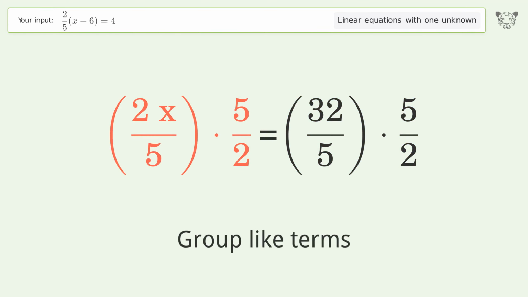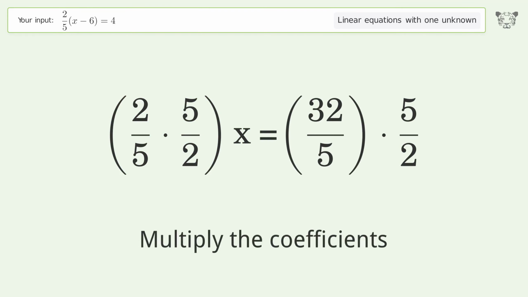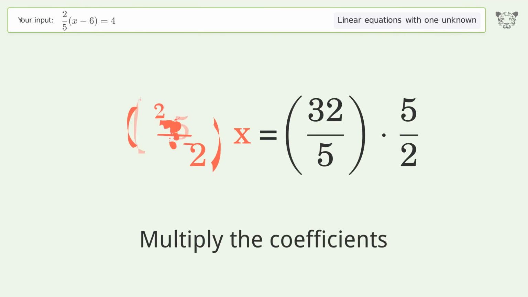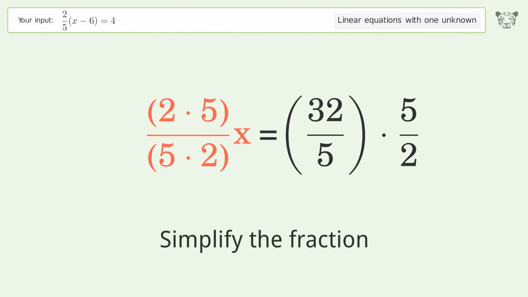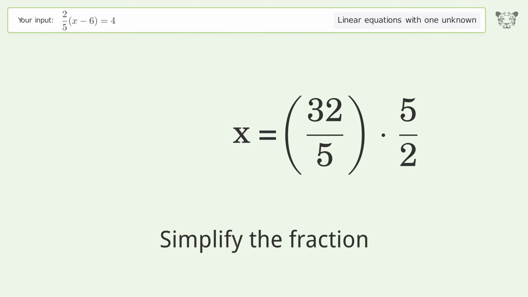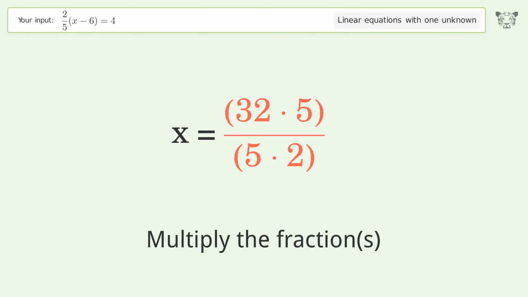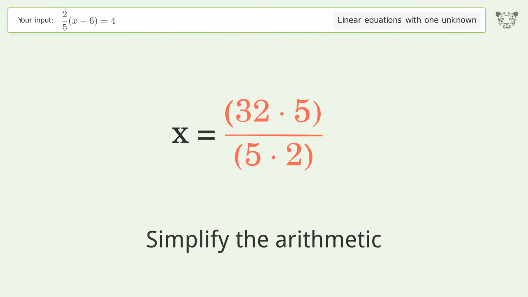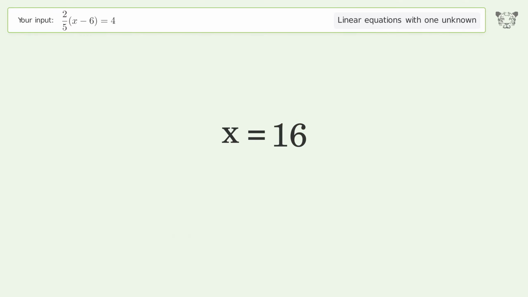Group like terms. Multiply the coefficients. Simplify the fraction. Multiply the fractions. Simplify the arithmetic. And so the final result is x equals 16.